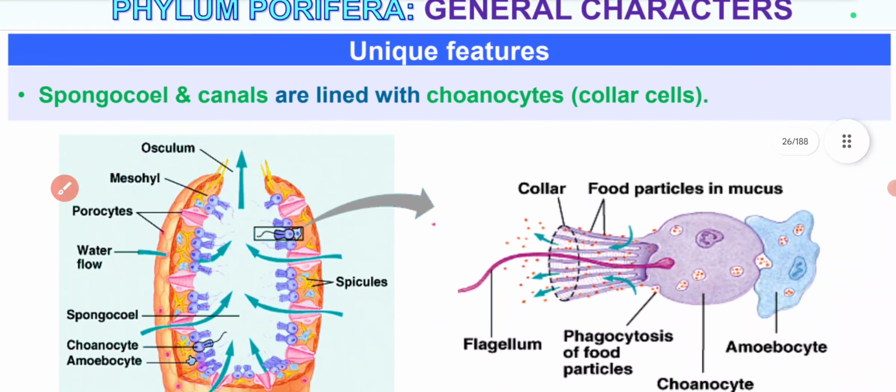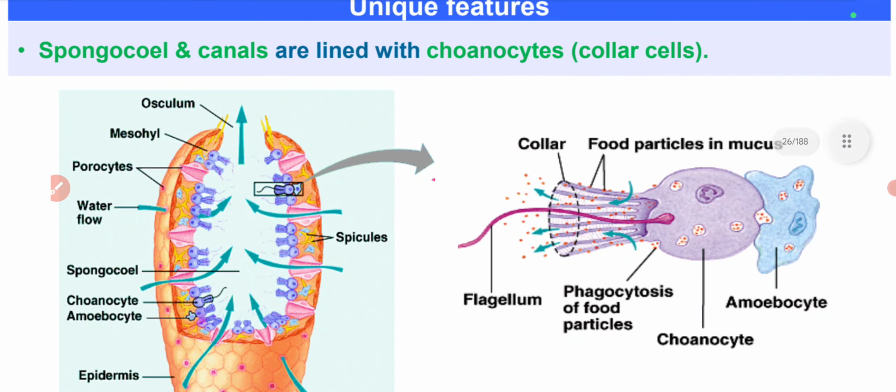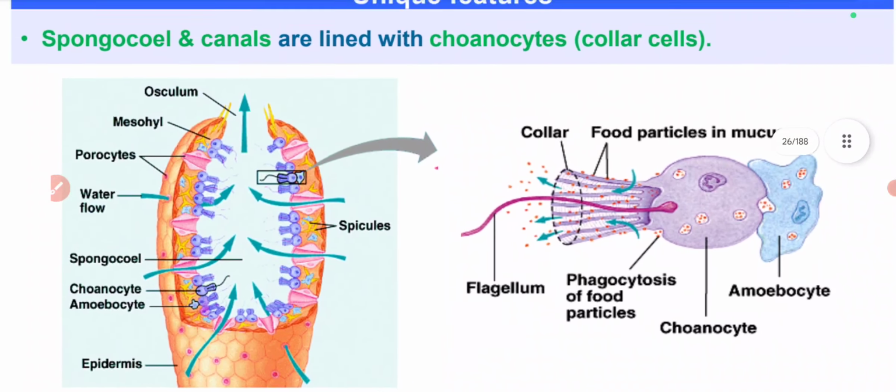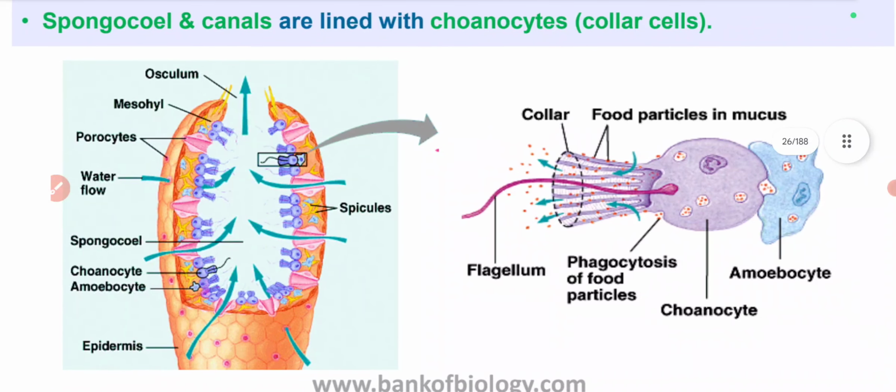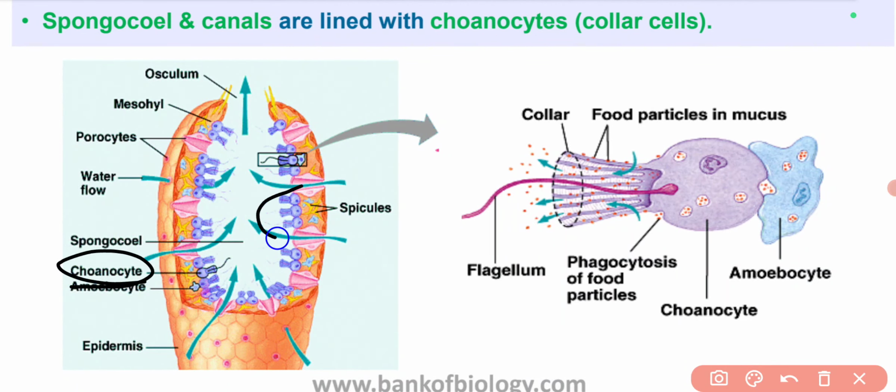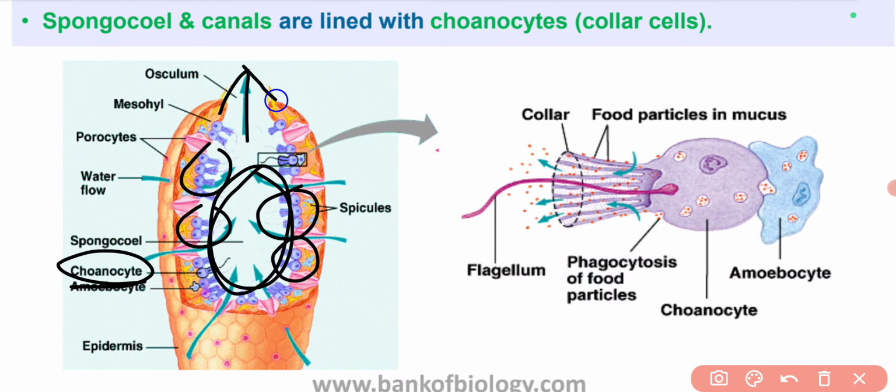some other unique features: the spongocoel and canals are lined with choanocytes, or collar cells. You can see the choanocytes labeled here, in light blue color. The central cavity is called the spongocoel, where water enters and then goes out through the osculum.